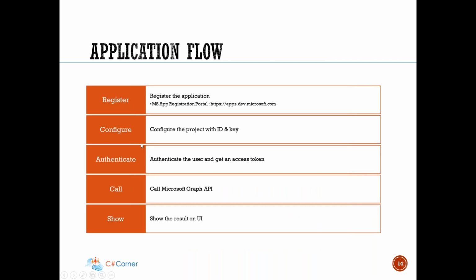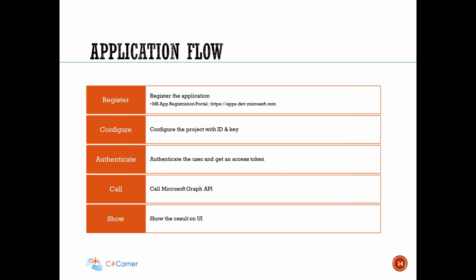This is a simple application flow in case you want to develop an application with Microsoft Graph API. So what will be the flow of that application? First of all, you need to register the application. To work with Microsoft Graph API, you need authentication and authorization with Office 365, which is handled by Azure AD. So for that, you need a key and value pair.